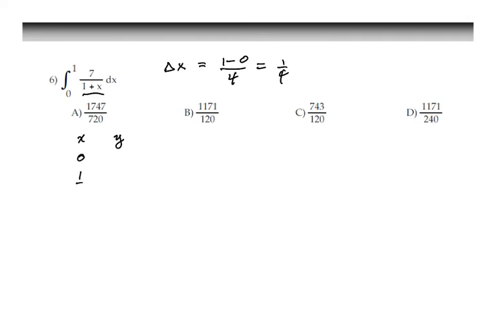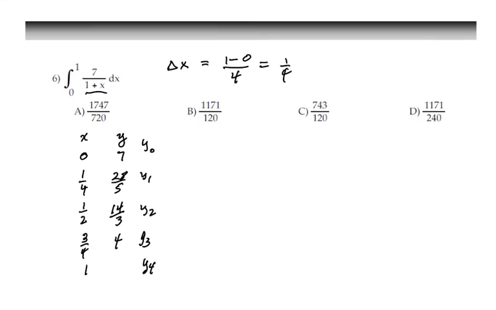We'll have 0, 1/4, 1/2, 3/4, and 1. And then y0 would be 7. y1 will be 28/5. y2 will be 14/3. y3 will be 4. And finally, y4 will be 7/2.